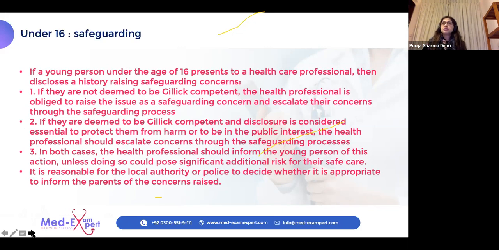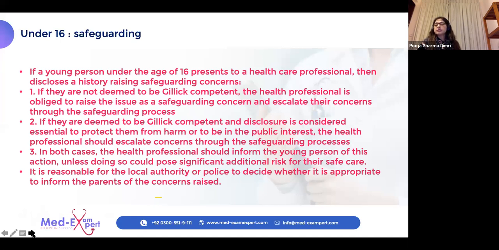Now, what is safeguarding? I just wanted to explain safeguarding before we go on to the stations. Now, if a young person under the age of 16 presents to a healthcare professional, then discloses a history raising safeguarding concerns, if they are not deemed to be Gillick competent, the health professional is obliged to raise the issue as a safeguarding concern and escalate their concerns through the safeguarding process. If they are deemed to be Gillick competent and the disclosure is considered essential to protect them from harm or to be in the public interest, the health professional should escalate concerns through the safeguarding process.